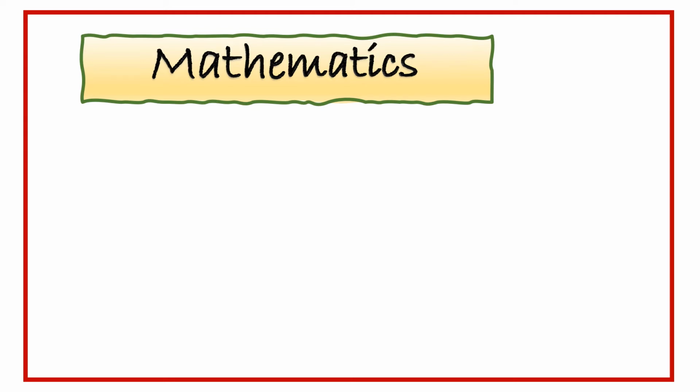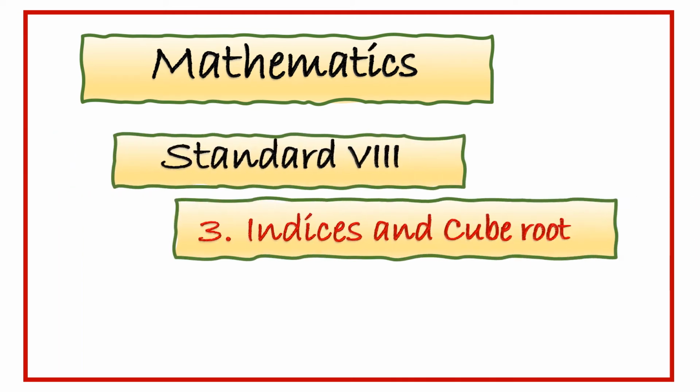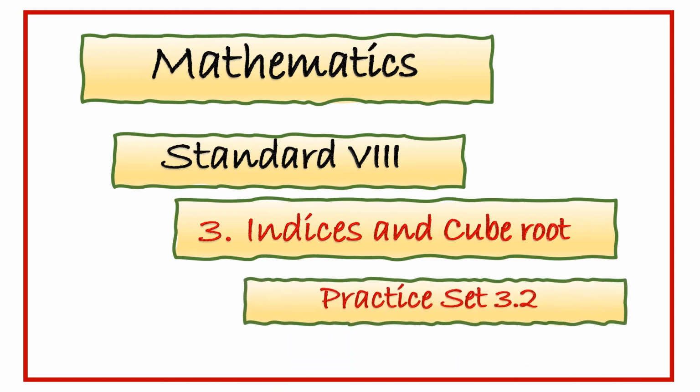Today we are going to learn the meaning of numbers having the index in the rational form m upon n, and solve the examples from practice set 3.2. I have given the links to my previous videos related to indices in the description box.